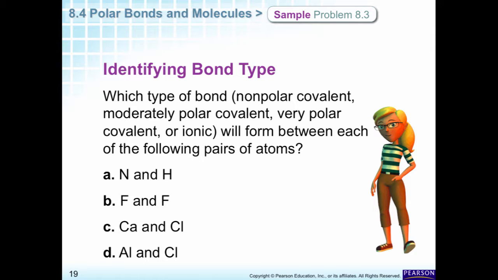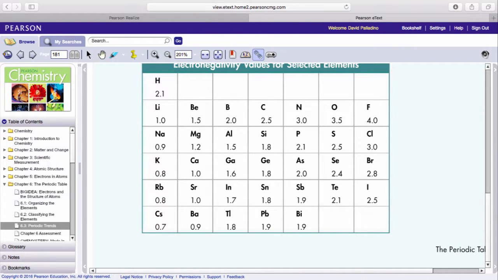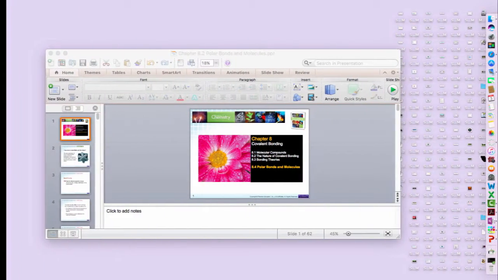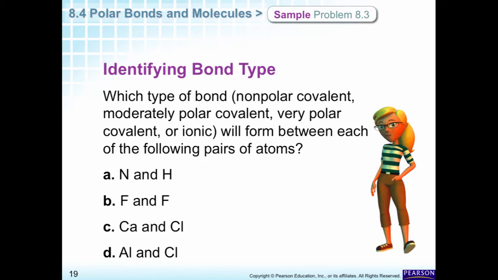Now let's look at aluminum chlorine. We have a metal and a nonmetal. Okay, aluminum is 1.5. Chlorine is 3. That gives us a difference of 1.5, which tells us it's very polar covalent. Let's walk through this, okay? So D is one of those ones where you're like, it's a metal and nonmetal. It should be ionic.